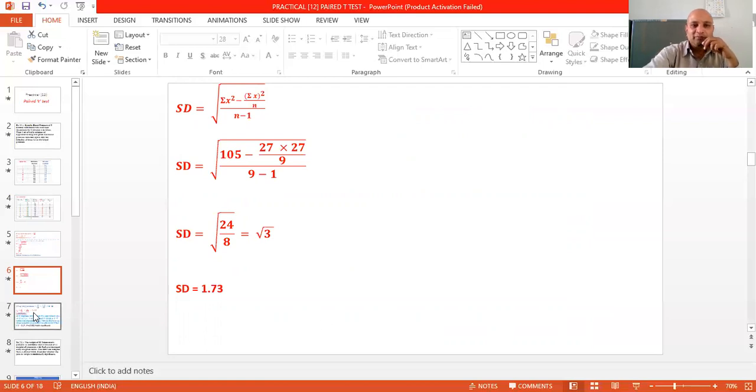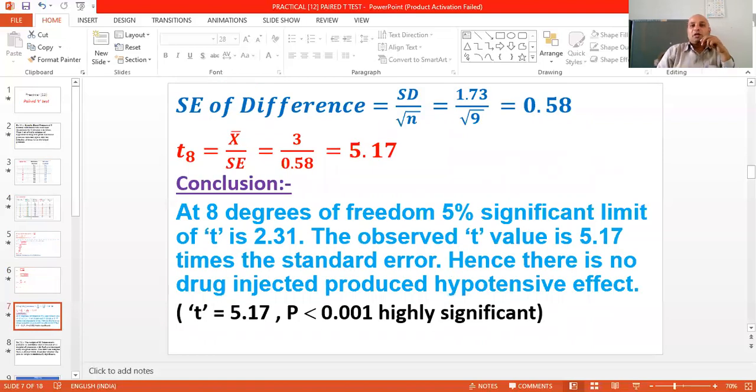Then the next step, calculating the standard error of the difference using the formula SD upon under root n. SD is 1.73 and n is 9, which is equal to 0.58. Then the standard error of the difference is 0.58.